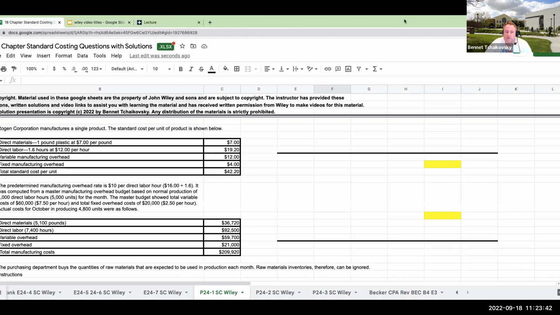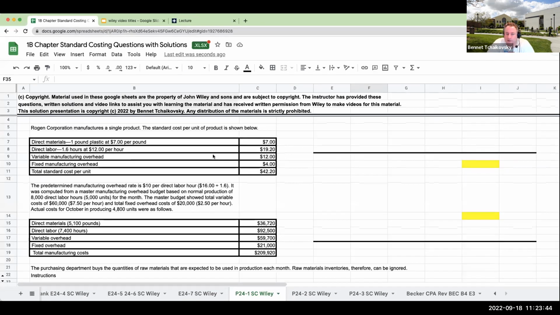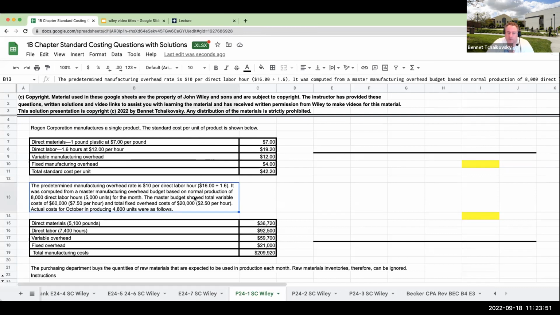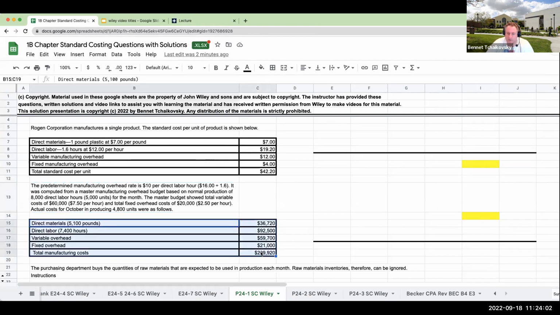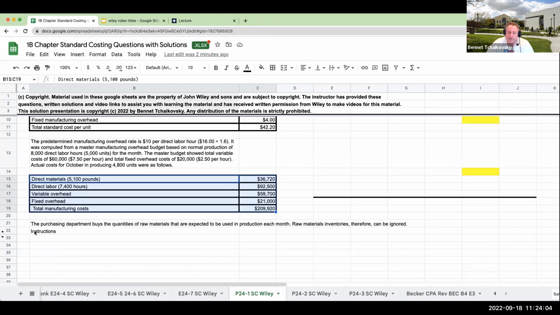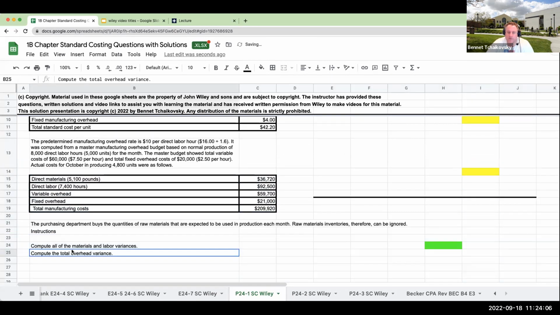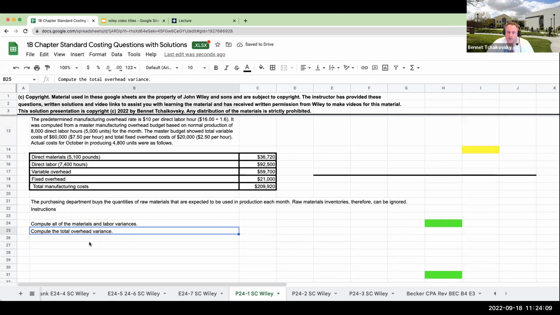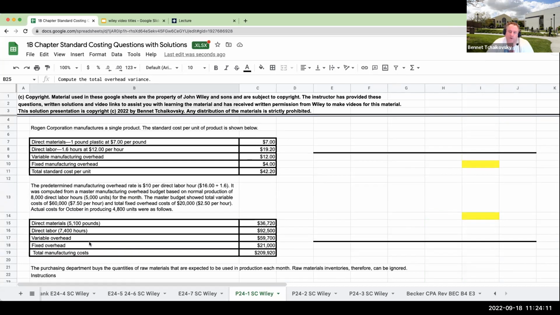So over here, we've got Rogan Corporation manufactures a single product. It's going to give us all the standard costs over here, materials, labor, and everything else. Then it's also going to tell us the predetermined manufacturing overhead rate is $10 per direct labor hour. And then it gives us this information here. It's asking us to compute the materials and labor variances as well as the total overhead variance. So how do we go about and do it?